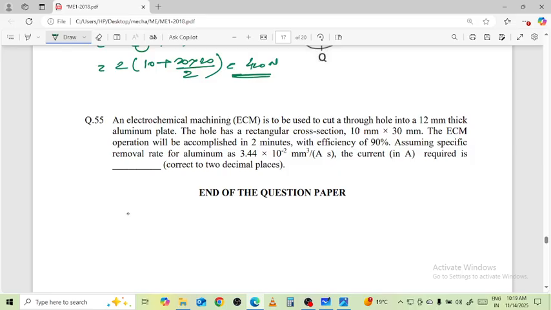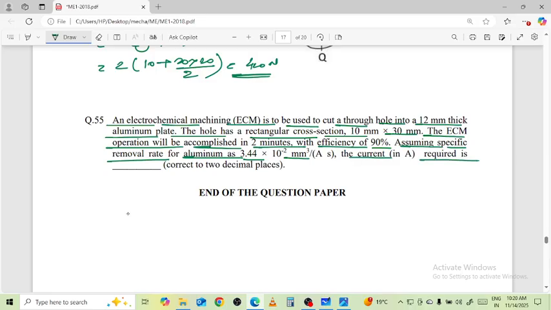An electrochemical machining process is to be used to cut a through hole into a 12 millimeter thick aluminum plate. The hole has a rectangular cross section of 10 mm by 30 mm. The ECM operation will be accomplished in 3 minutes. Efficiency is 90%, assuming a specific removal rate of aluminium of 3.44 into 10 raised to power minus 2 millimeter cube per ampere second. The current required is to be found.